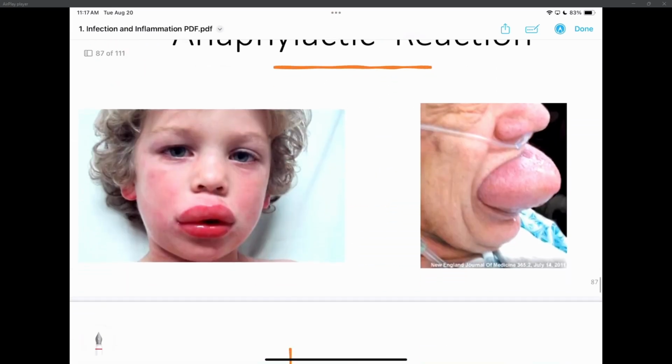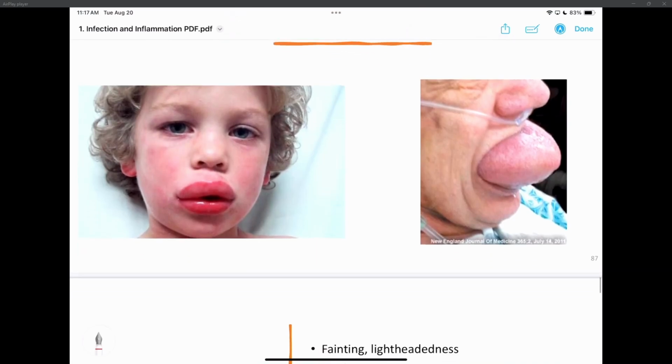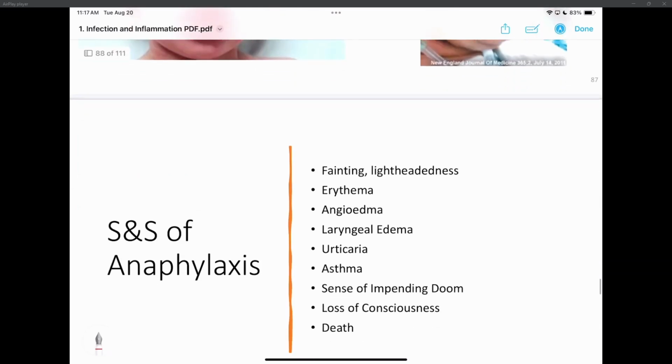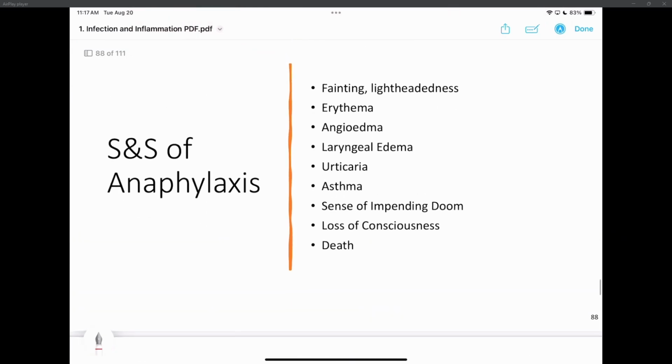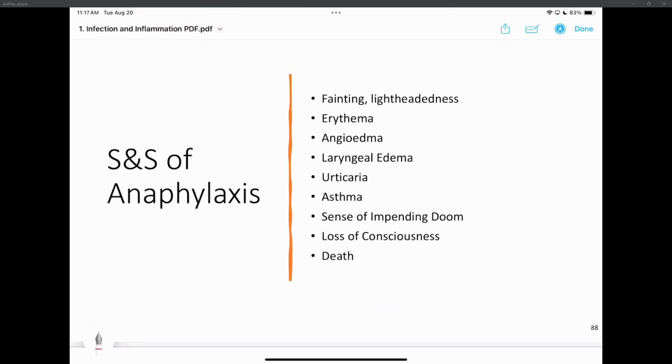So here's your anaphylactic reaction. This is angioedema, and obviously the swelling of the tongue. They're going to have a very, very hard time breathing with all this, so you really have to make sure you're watching these patients, making sure their O2 sat is still good, so they are getting adequate breathing and enough oxygen. Signs and symptoms of anaphylaxis: fainting, lightheadedness, erythema, angioedema, laryngeal edema, so they have swelling of the throat. Again, airway response, how well is their airway going?